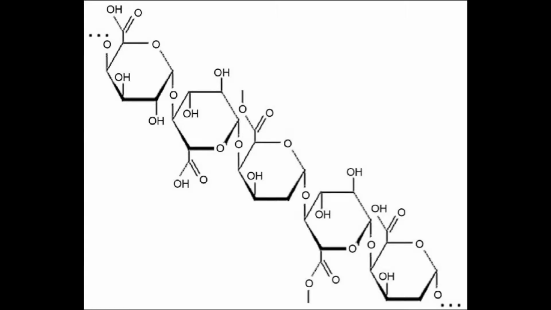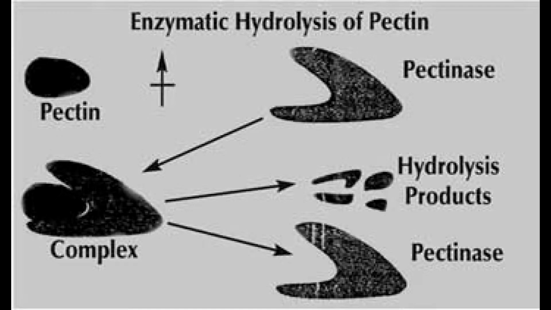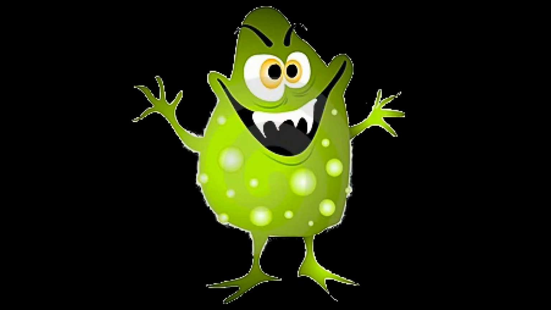Pectinase was first isolated by Henri Braconnot, a French chemist and pharmacist, in 1825. The history of pectinase began with an understanding of the structure of pectin substances and the mechanism by which pectolytic enzymes degrade these substances. The microbial production of pectinase then became prominent.